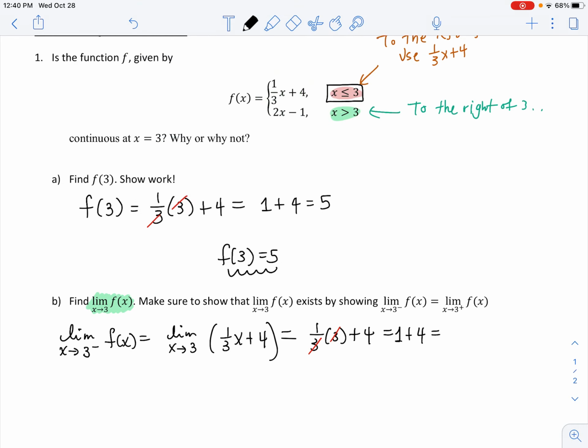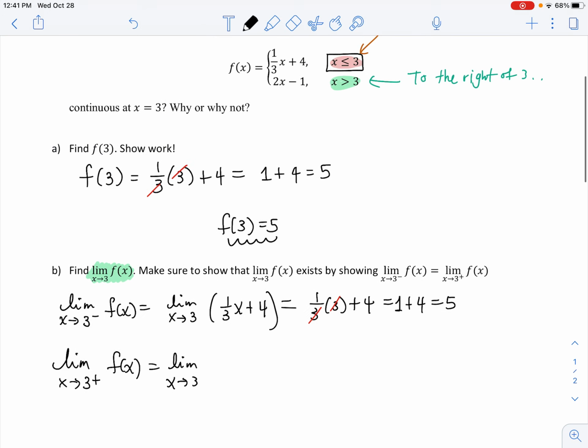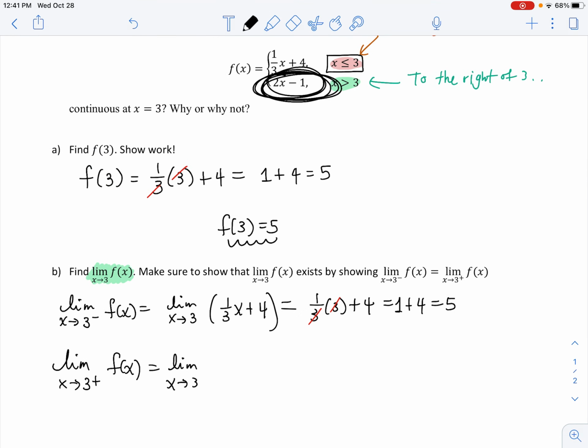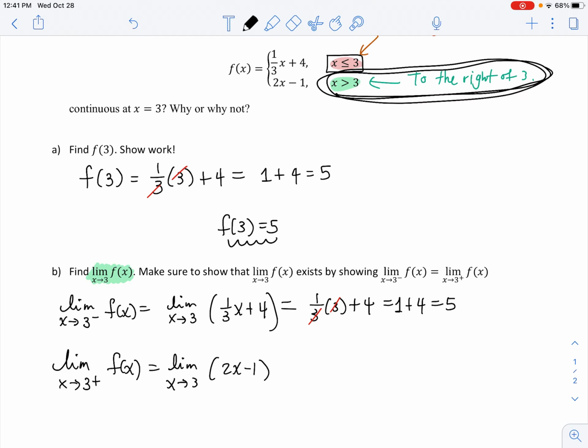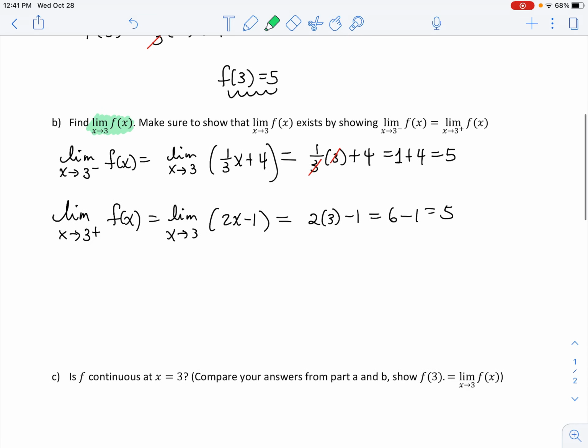So that will be 1 plus 4. So the left-hand limit is 5. The left-hand limit is 5. I'm going to now find the right-hand limit. It better come out to be 5, I hope. So if I find the right-hand limit, this time, don't plug 3 into the 1/3 x plus 4, but plug it into 2x minus 1, because that is what the graph does to the right side of 3, right? So if I plug in 3 in here, that will be 2 times 3 minus 1. That is 6 minus 1. Yay, it's 5. Did you just see that the left-hand limit and the right-hand limit are the same?